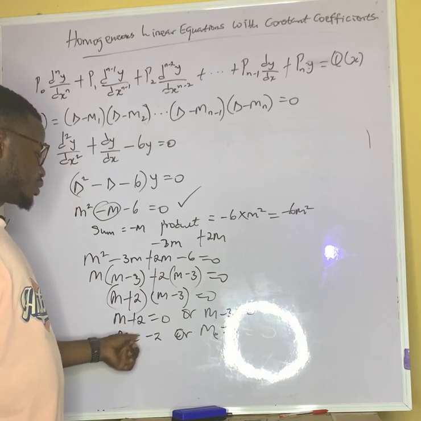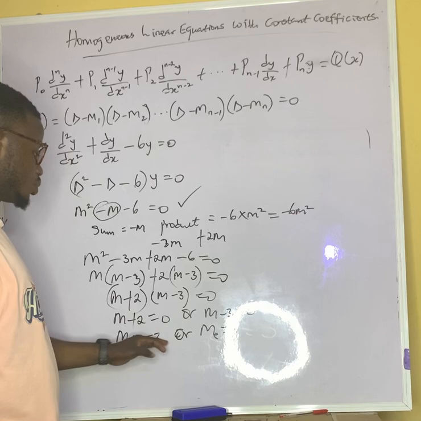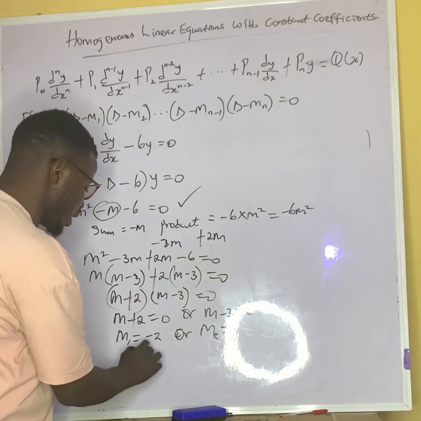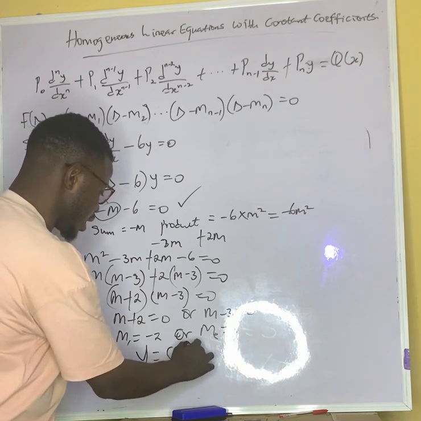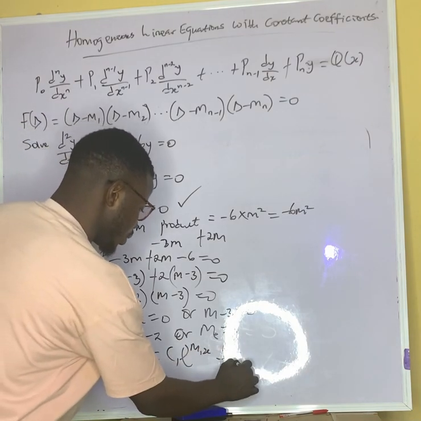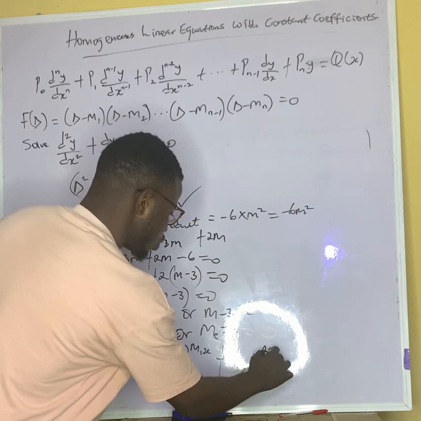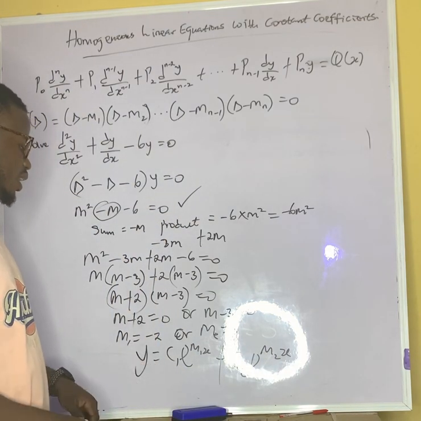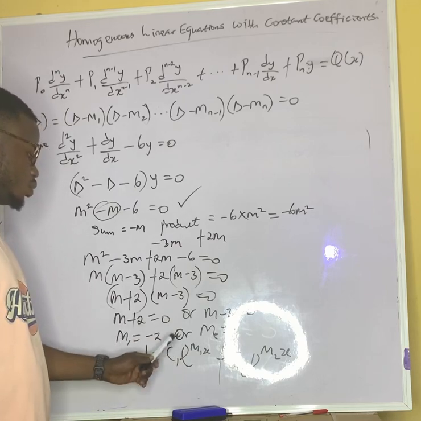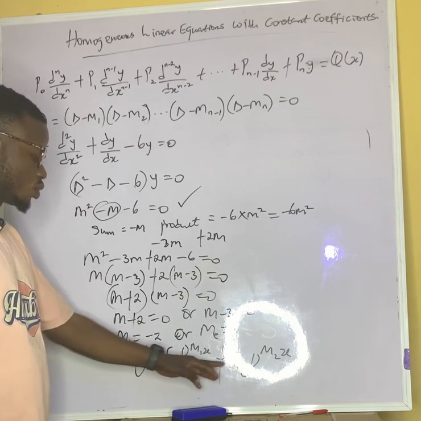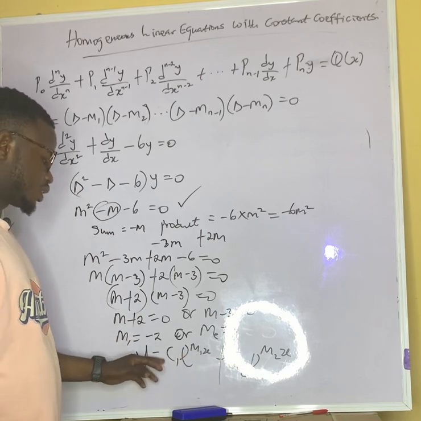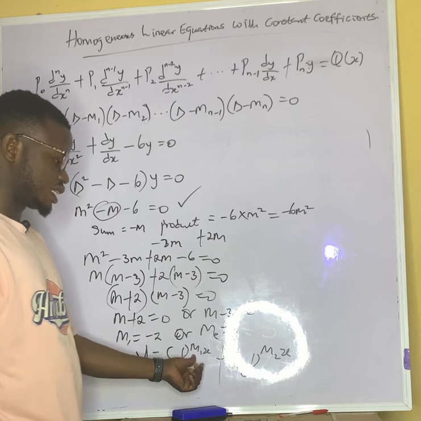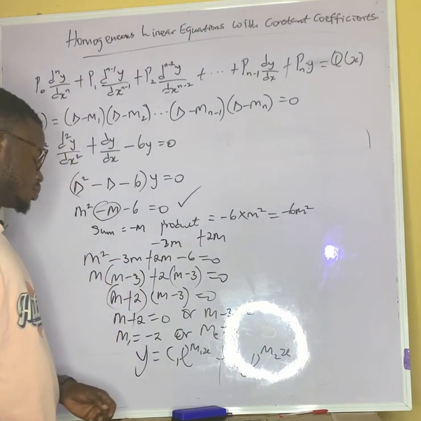So now, since m1 and m2 are not the same, the primitive that we're going to use in this case will be very much different. That will be y equals c1 exponential m1x plus c2 exponential m2x. So this will be the primitive for this particular case. And since we have two roots, that means we're going to have two essential arbitrary constants, that is c1 and c2. Then here we have the first root, which is m1, then the second one, which is m2.